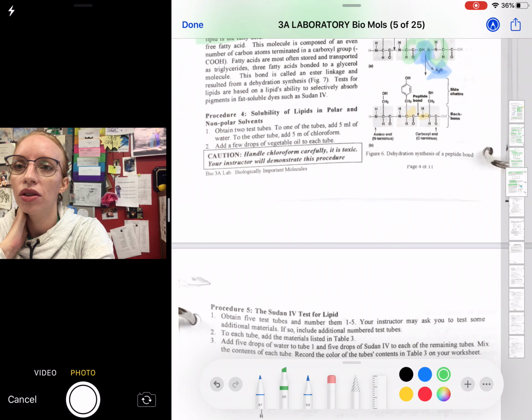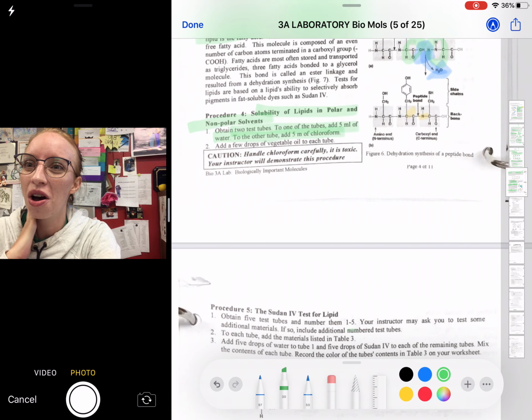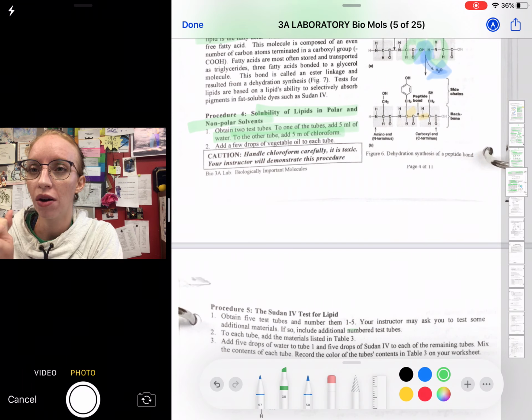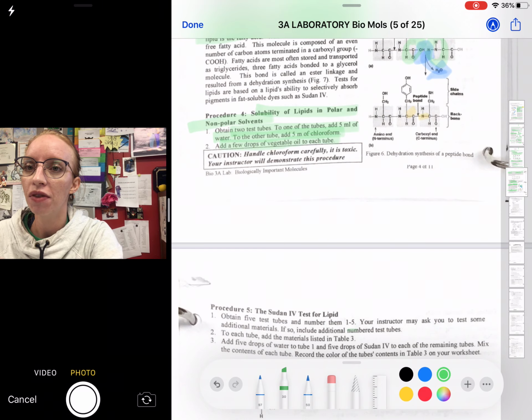We are going to look for the ability of fat to dissolve in different substances and how they absorb different pigments. So, solubility of lipids in polar and nonpolar solvents. You're going to get 2 test tubes. To one of the test tubes you'll add 5 milliliters of water. To the other one you'll add 5 milliliters of chloroform. If we don't have chloroform, which we might not because it was an old bottle Mr. Johnson had a long time ago, we will use acetone. Then you will add a few drops of vegetable oil to each tube, mix it, and write down the results.